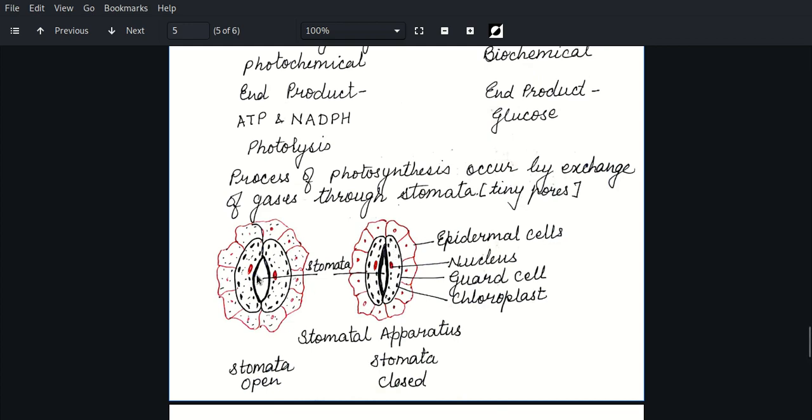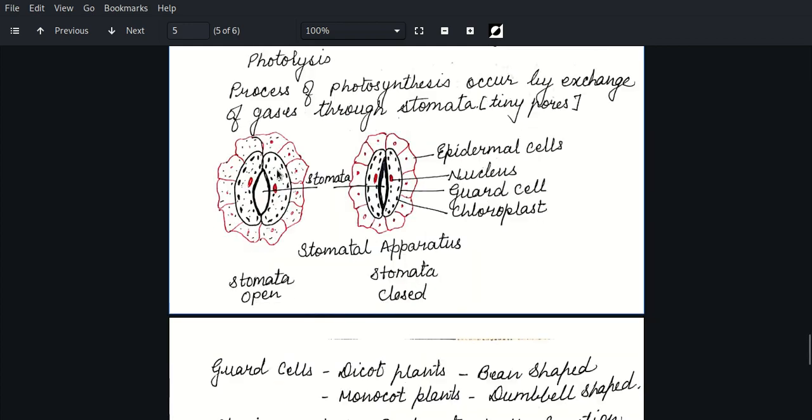Stomata are responsible for exchange of gases during photosynthesis, during respiration, as well as they are responsible for transportation. These are the main functions of stomata. In dicot plant, shape of guard cells is different from monocots. How is it different? In dicot plant, guard cells are bean shaped and in monocot they are dumbbell shaped. Let's see the process of opening and closing of stomata.